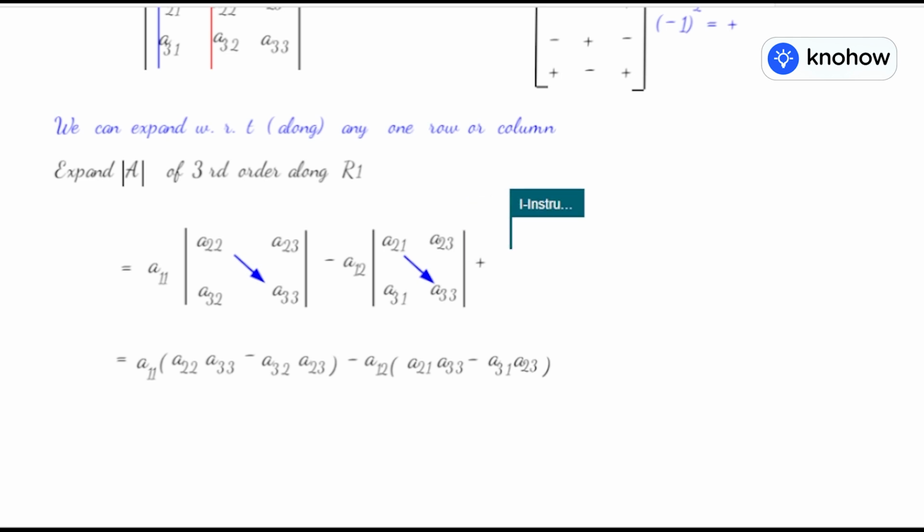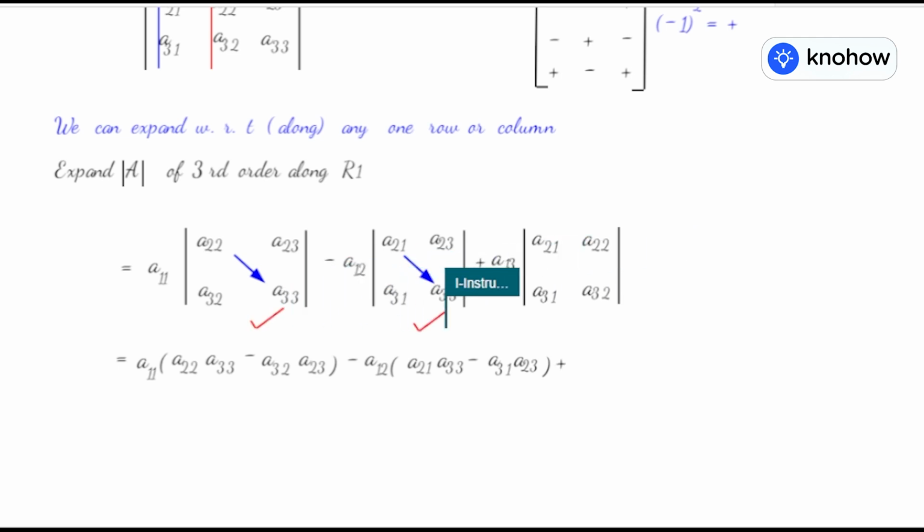And plus, what will be the third term here? What is the third element in the first row? a13 times the same procedure: delete the row and column through a13 and you will be left with a21 and a22, and the elements in the second row will be a31 and a32. So in the second step you have a11 times the value of this determinant, minus a12 times the value of this determinant, and plus a13 times the value of the third determinant of second order.